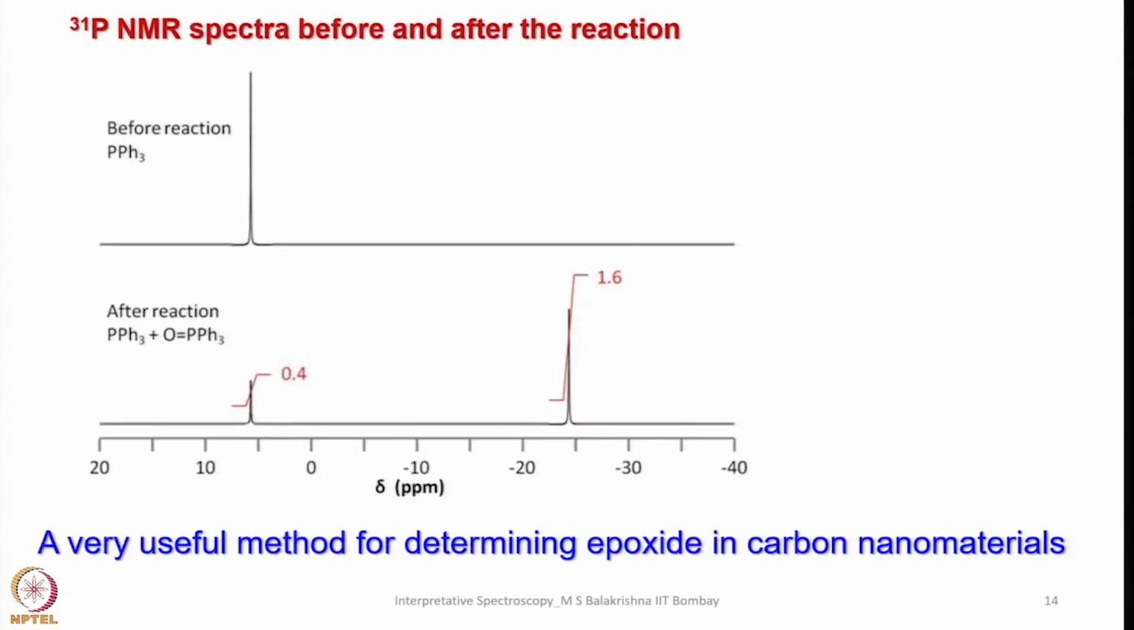So you can see here the 31P spectra before and after the reaction. Before the reaction, the full quantity is there, and now after the reaction, what happens? Partially PPh3 is converted into triphenylphosphine oxide depending upon how many epoxide groups were present on the nanomaterial. So if you just look at the integration, now only 0.4% is left. Let us say if we have used 2 equivalents, 1.6 is converted into triphenylphosphine oxide, and now only 0.4 is left in the solution. So that gives how much is there in it. This is a very, very important method one can use effectively for determining epoxides present.